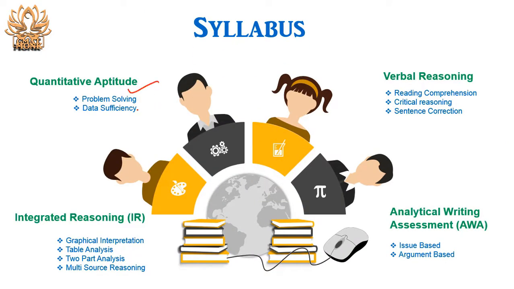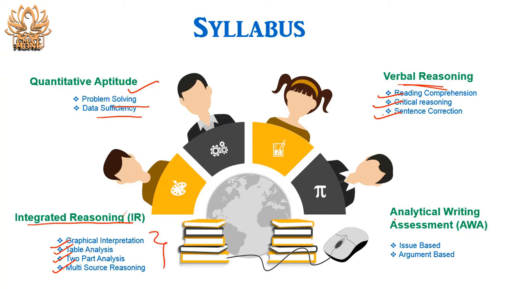Quantitative aptitude, there will be problem solving and data sufficiency. The second would be your verbal reasoning. There will be reading comprehension, critical reasoning, and then sentence correction. Then you would get integrated reasoning. In integrated reasoning, you will have 4 types of questions or topics. The first would be graphical interpretation, then table analysis, then 2-part analysis, and then multi-source reasoning. Each and everything about these topics and the examples I have covered in my separate video for integrated reasoning.